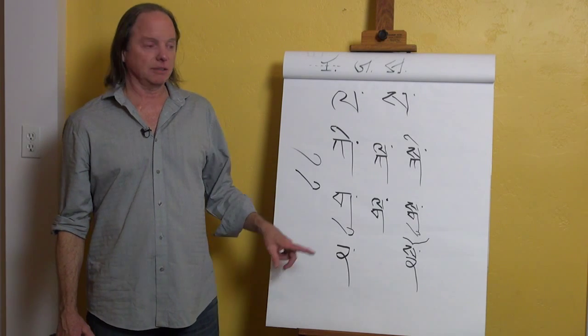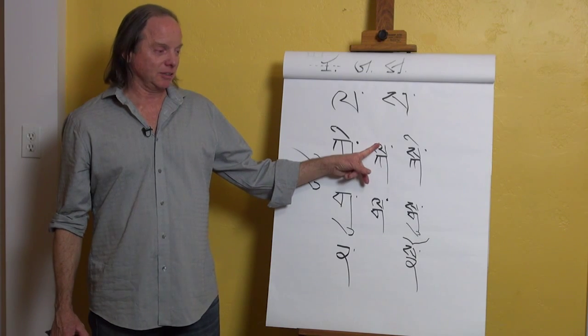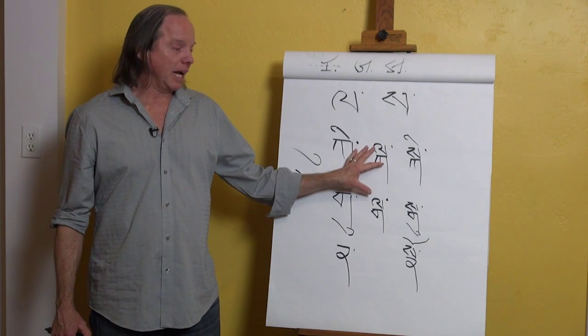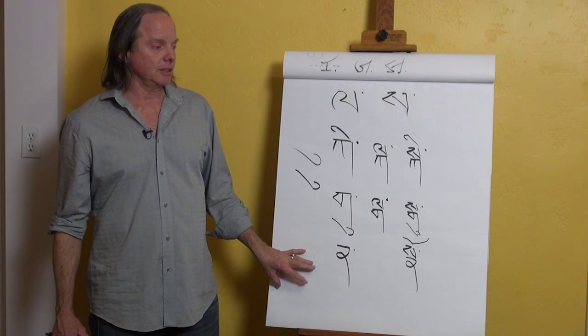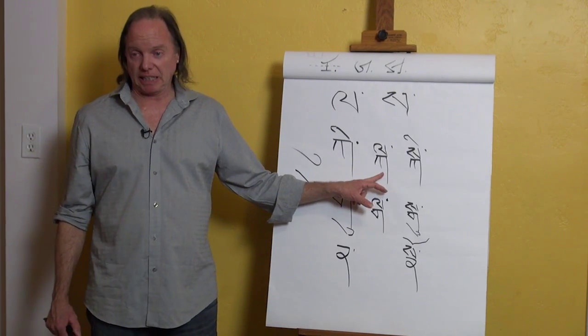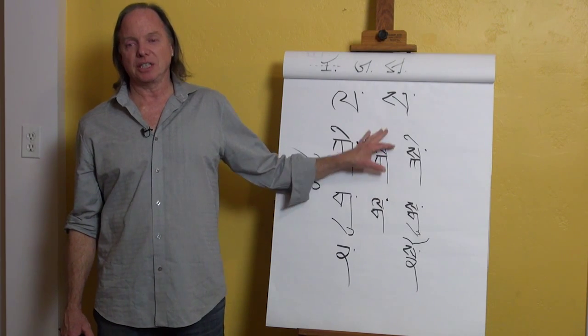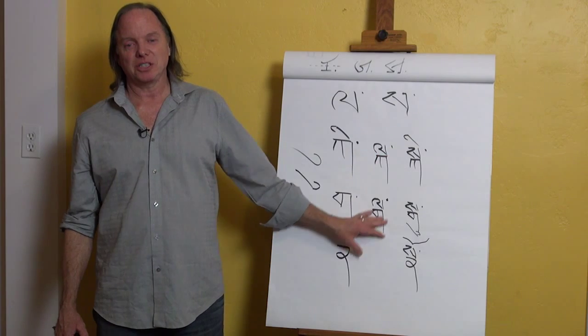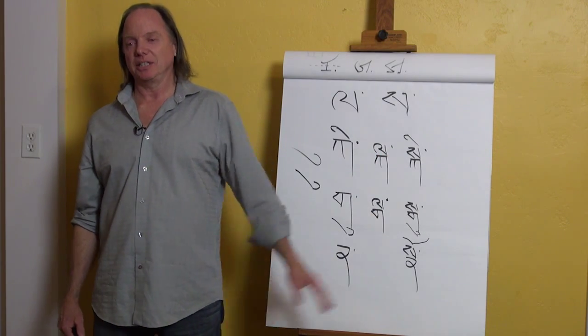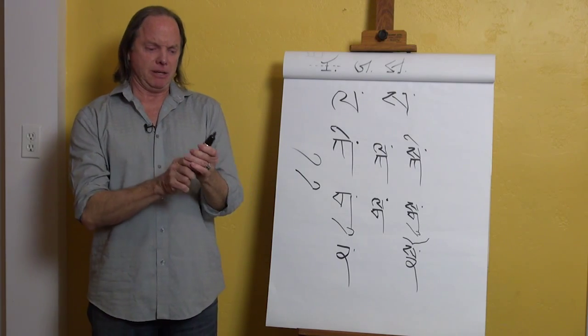How can you tell if this is a la with a ka joined under it, or if this is a ka with a la joined over it? Why that matters is that when you look it up in a dictionary, you have to know what's the main letter. This will be alphabetized under the ka and not under the la. You see what I mean? So you have to know which is the head letter and which is the main letter and which is the subjoined letter. Okay, we'll get into that in the next Tibetan alphabet video.